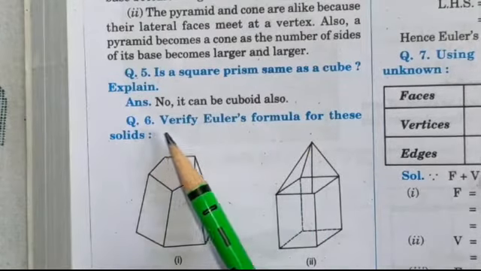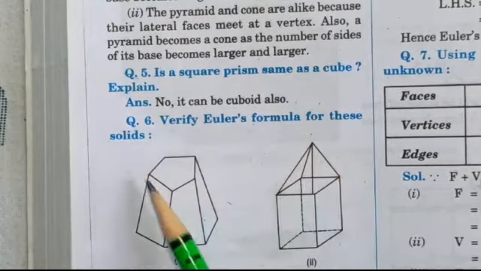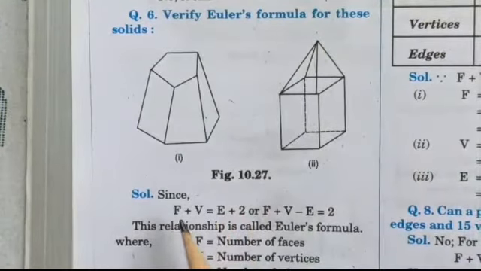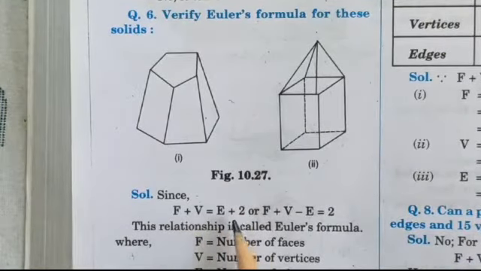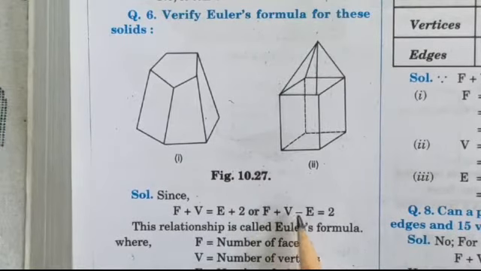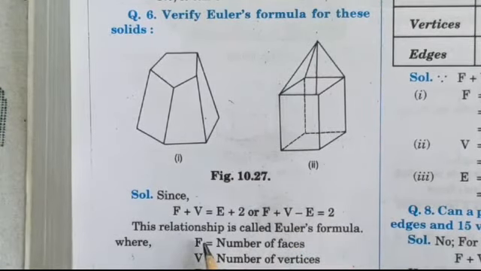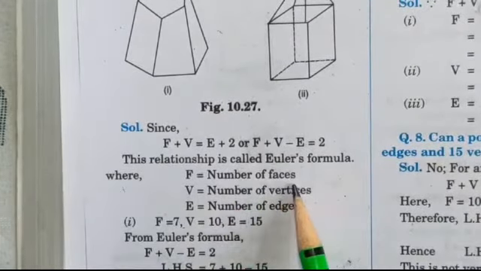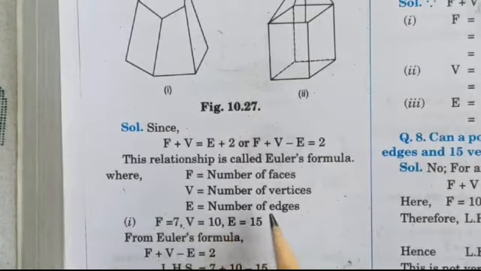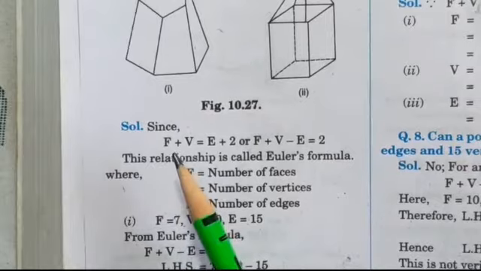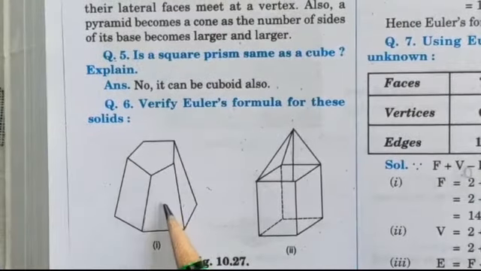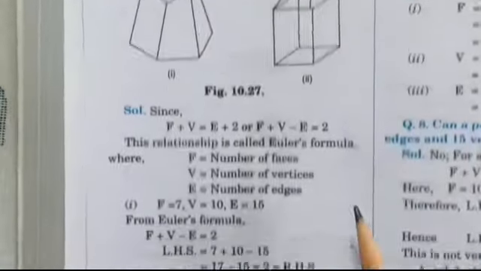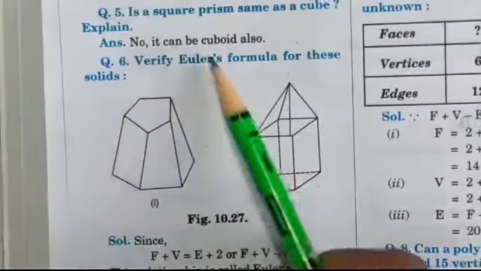Now question number 6. Verify Euler's formula for these solids. This is Roman number 1. Solution. F plus V is equal to E plus 2, or F plus V minus E is equal to 2. This relationship is called Euler's formula, where F is the number of faces, V is the number of vertices, E is the number of edges. Roman number 1. In this figure, number of faces is 7, the number of vertices V is 10, and the number of edges is 15.